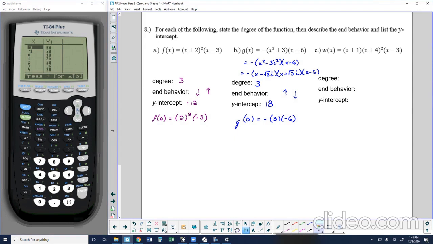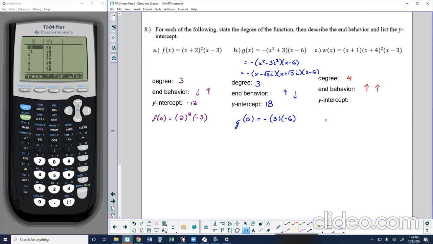Hopefully you had the chance to complete C. You should get that we have a degree of 4. So this has all linear factors. X plus 4 occurs twice, so 1, 2, 3, 4. The end behavior, because the leading coefficient is positive, it's going up to the right. It's even, so they go the same direction. This should be up and up.